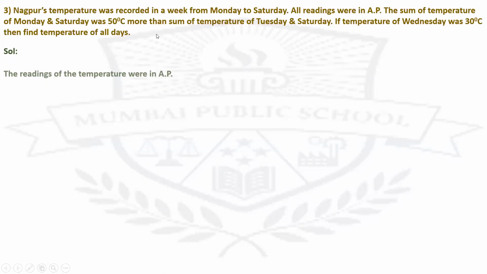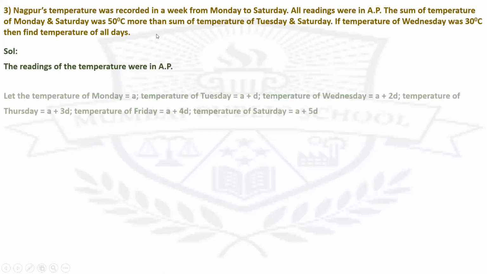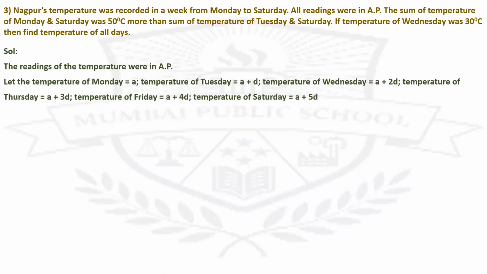Okay, so solution, check. Readings of the temperatures were in AP. So if you are taking Monday to be A, Tuesday will be A plus D, Wednesday will be A plus 2D, Thursday will be A plus 3D, Friday will be A plus 4D, Saturday will be A plus 5D. Okay. Now information given.